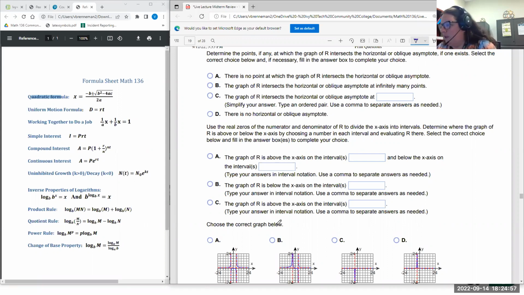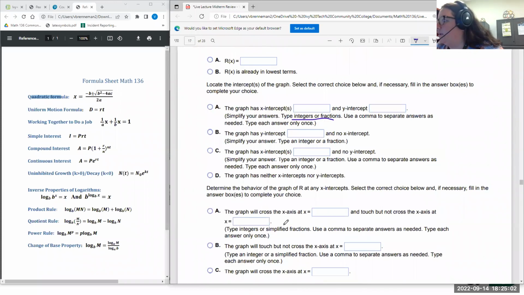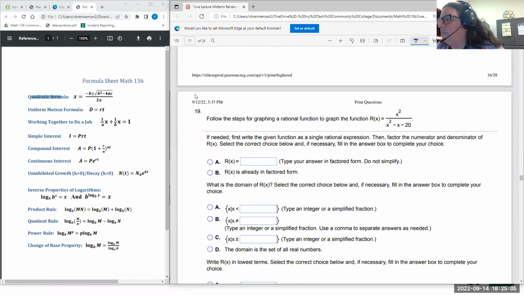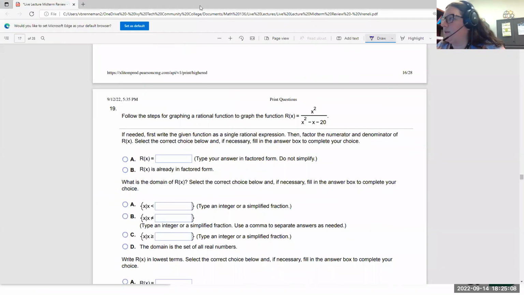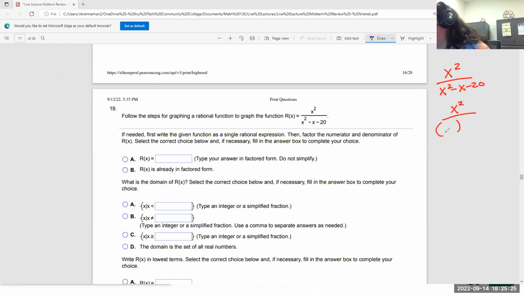And then you choose the graph. So that's sort of the general, but let me go ahead and write some stuff on the side that's going to stay here. So we have the original function x squared over x squared minus x minus 20. Factored form here is then the x squared is still x squared, but on the bottom, this would be 4 and 5, plus 4 and minus 5. So that would go into the first answer.